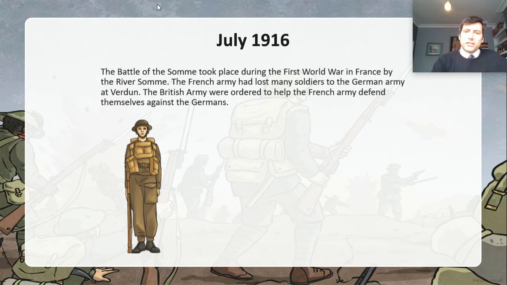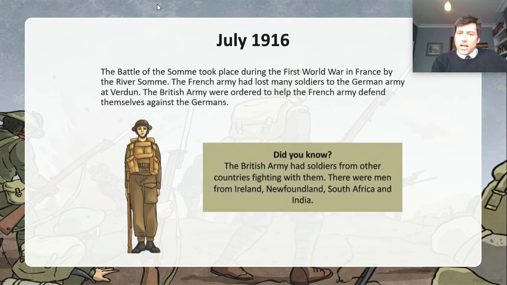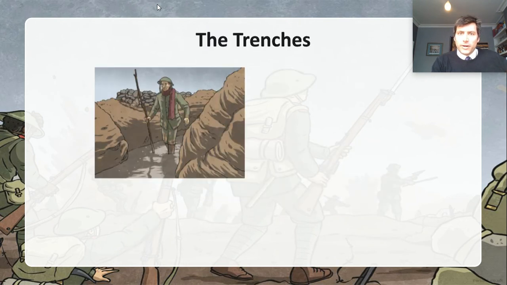Okay, the French army had lost lots of soldiers in Verdun, and the British army were going to help the French against the Germans. Lots of people from other countries were fighting on the side of the British as well. There were people from Ireland, Newfoundland, which is now Canada, South Africa, and India. So lots of people from around our historical empire.